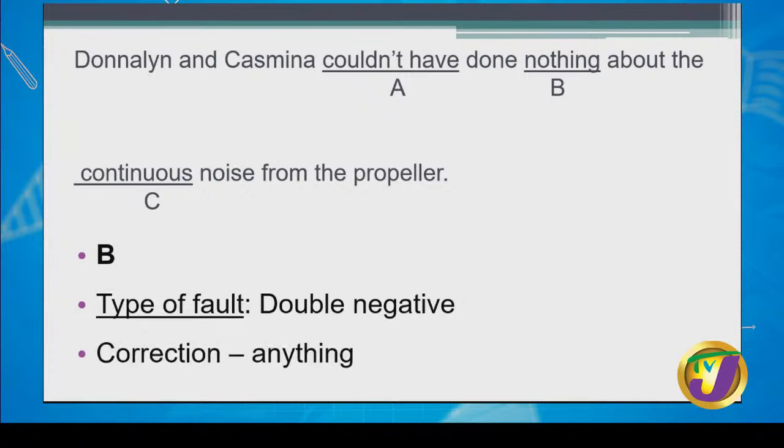Very good. Anything. So couldn't have done anything. Again, you want a negative with a positive, not two negatives in the same phrase. All right, so let's move on to our next sentence.